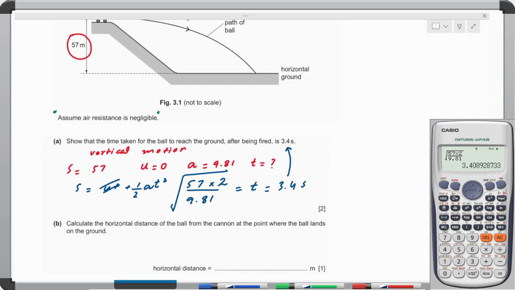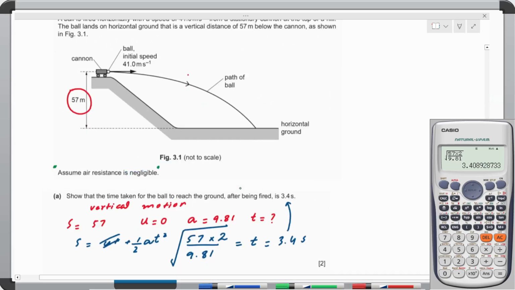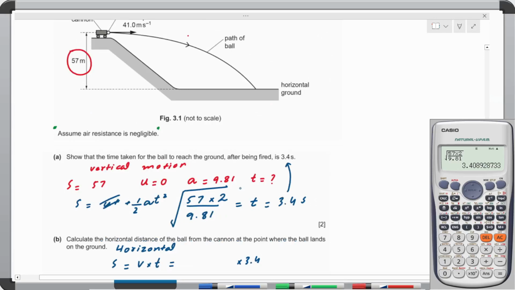Calculate the horizontal distance of the ball from the cannon at the point where the ball lands on the ground. Horizontal distance needs to be found, so I'm going to write everything for the horizontal motion, so that's why I'll not be adding the subscripts. Why? Because the caption is there. So for the horizontal motion, we have this thing. Now what is the time? 3.4 seconds. What is the horizontal speed? 41.0, okay, it's given over here.